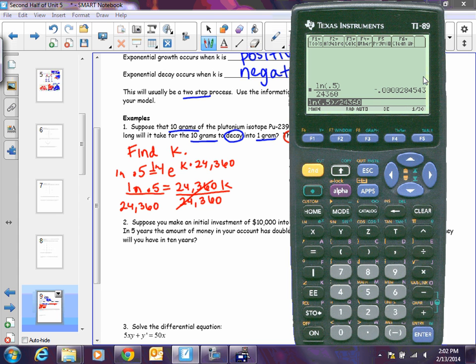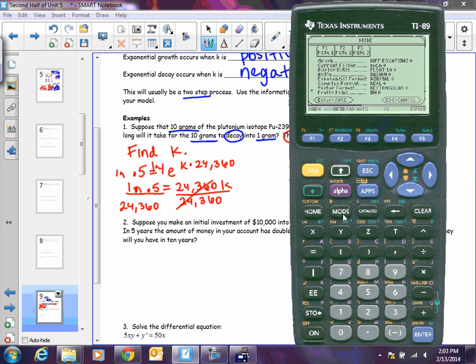Mine just says 2.8. Yeah, mine says negative. Okay, if yours doesn't go out as far as mine goes, then your decimal is being cut off. All right, and so if you go to mode, you can change, where is that?